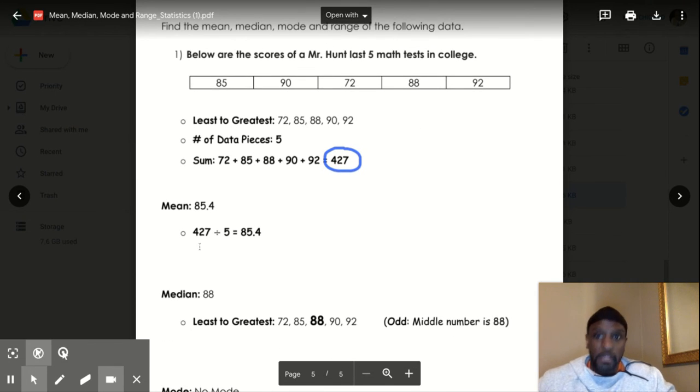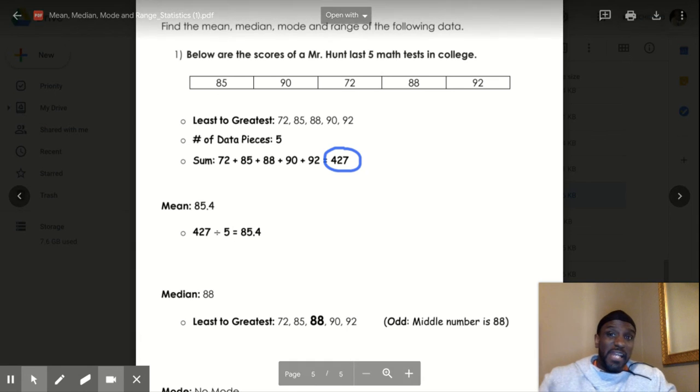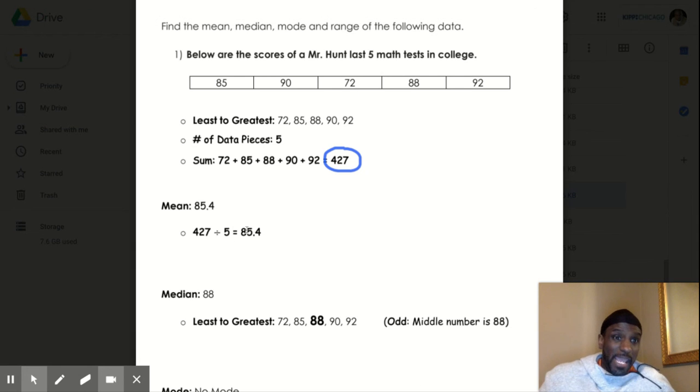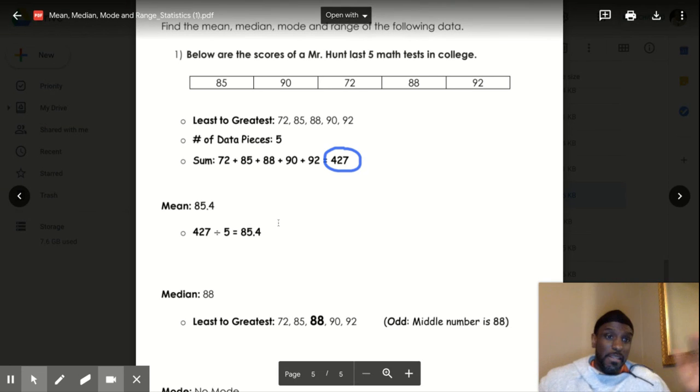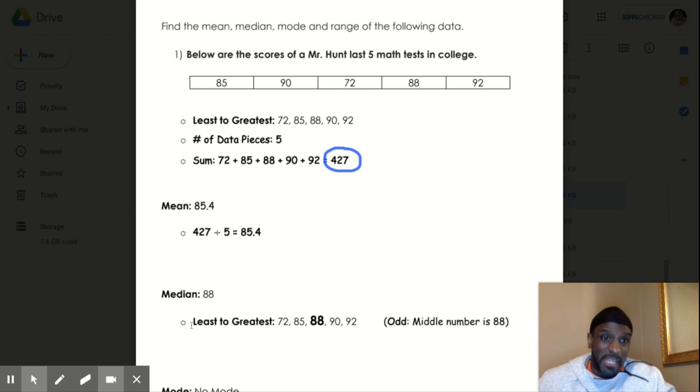So what is the mean? The mean is the sum divided by the number of data points you have, or data pieces you have. 427 is my sum. I got 5 numbers. 427 divided by 5, I get 85.4. So my mean is 85.4.